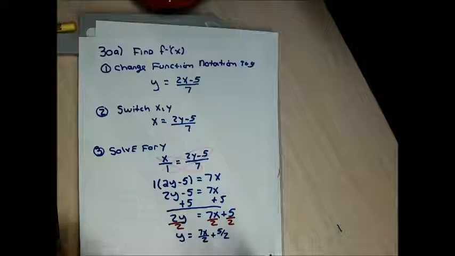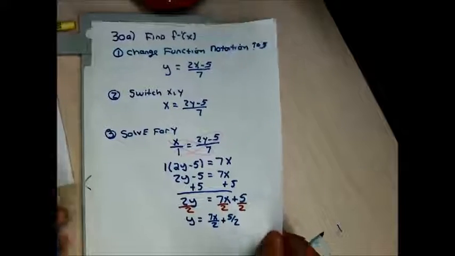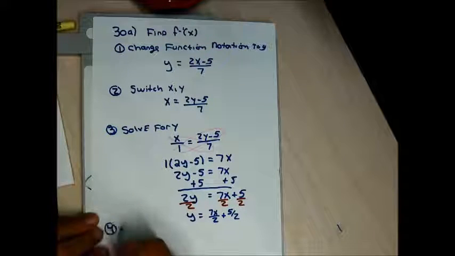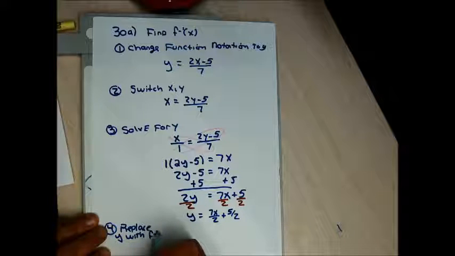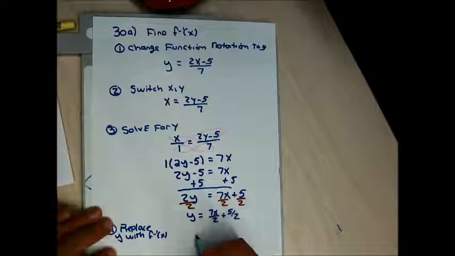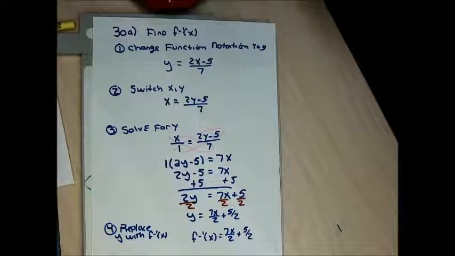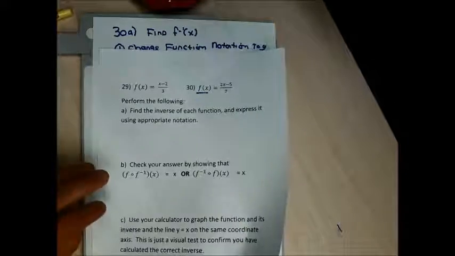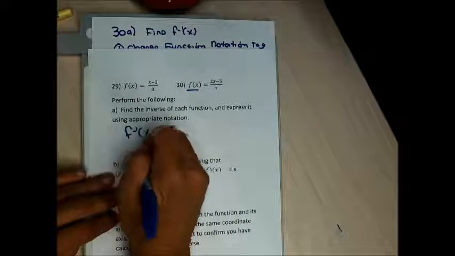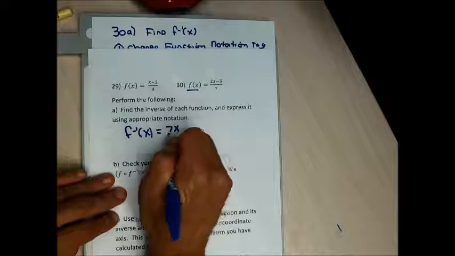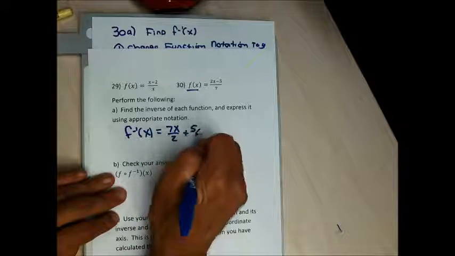Once I have the y solved for, I'm done with step 3. Moving on to the last step, step 4, replace the y with the inverse symbol. Because the function is f, I'm going to replace it with the symbol f inverse of x. So I'm going to write f inverse of x equals 7x over 2 plus 5 halves. That's my answer to part A of number 30. So for 30A, f inverse of x equals 7x over 2 plus 5 halves.